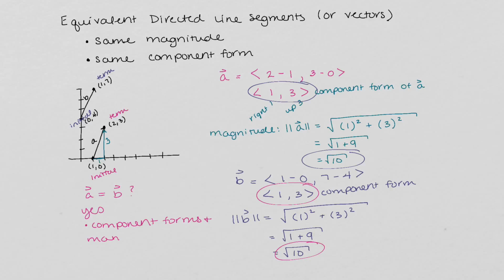And magnitudes are equal. So these are equivalent vectors. Now, for your assignment, you are not just comparing vectors, okay? We do need to be able to write vectors in component form, and then we also need to be able to find magnitudes separate of comparing two vectors to each other.